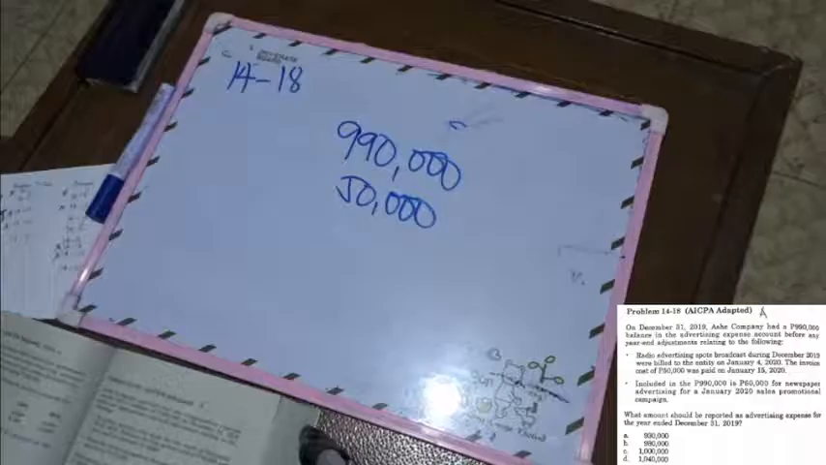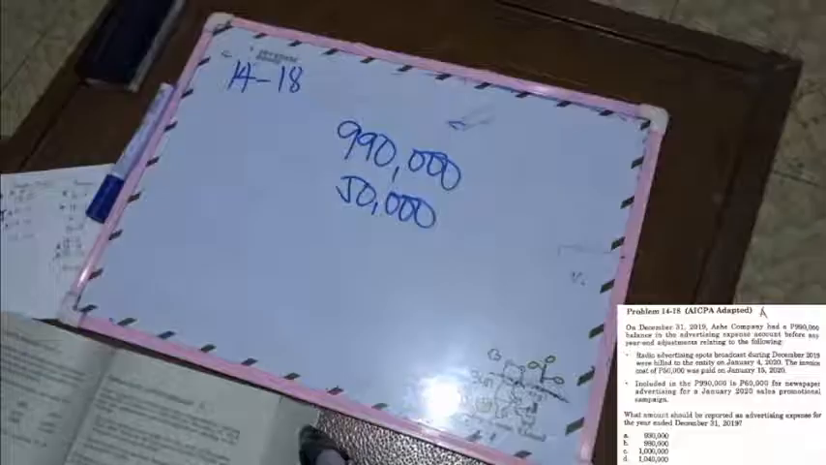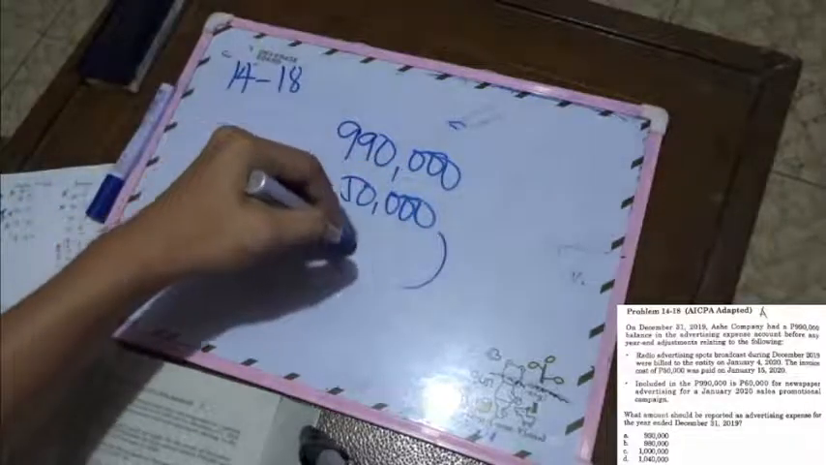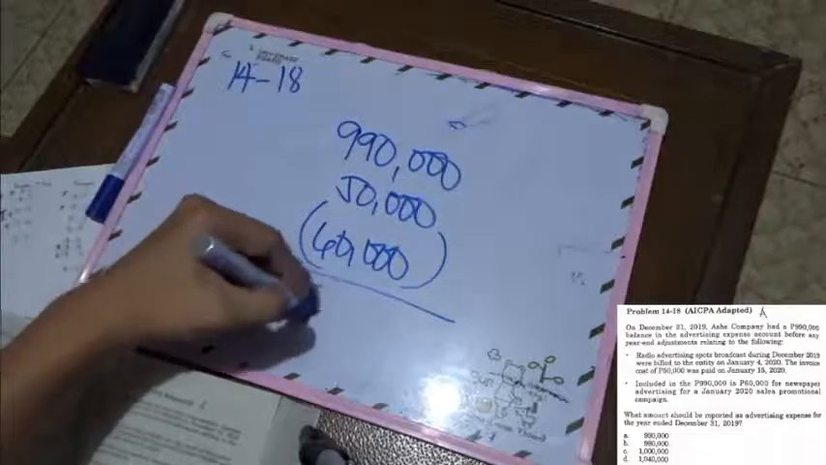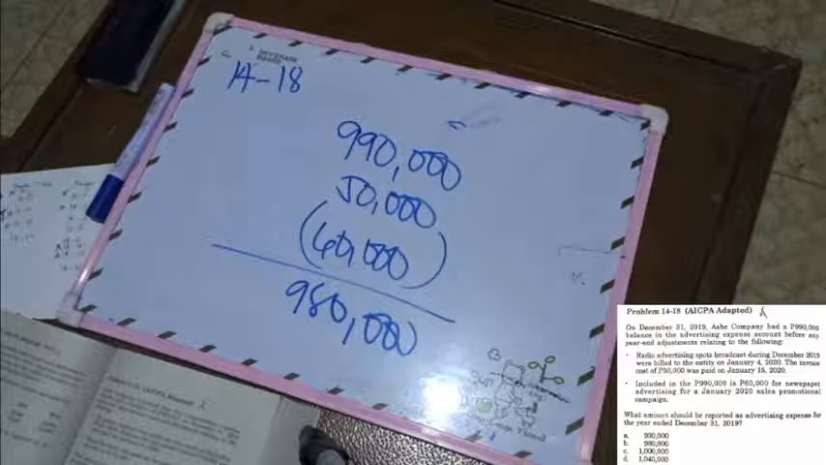So because this expense refers to the expense incurred during 2019, this should be added to the current year's advertising expense. Second bullet, included in the 990,000 is 60,000 for newspaper advertising for a January 2020 sales promotional campaign. So included in 990,000 is a payment concerning an amount that will be incurred next year. That means this is still a prepayment. Because it is still a prepayment, you don't have to include this as expense for the current year. So you need to deduct this one and recognize an asset or a prepayment for this. So that's 990,000 plus 50,000 minus 60,000. You will get 980,000. That is letter B.